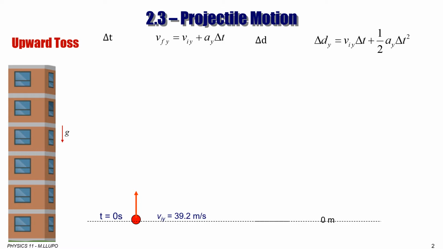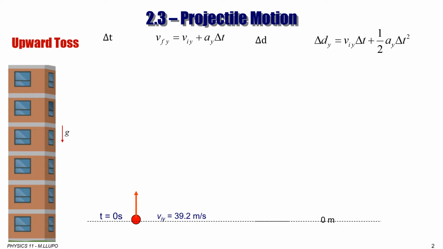To make it easy to understand projectile motion, we're going to review what we learned already before: vertical motion, or motion on the y-axis under gravitational acceleration. We call it uniformly accelerated motion.